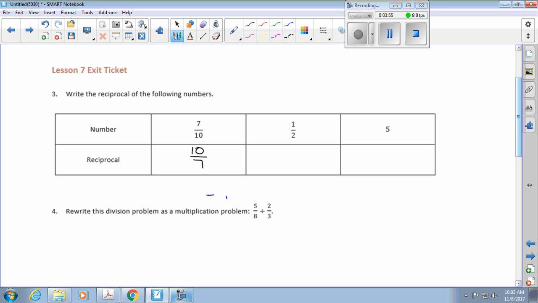What do you think the reciprocal of 1/2 is, Dylan? 2 halves? Or 2/1? 2/1. Right? 2/1. Very good. Okay? Now, you'll notice that these first two examples have a numerator and a denominator, right?